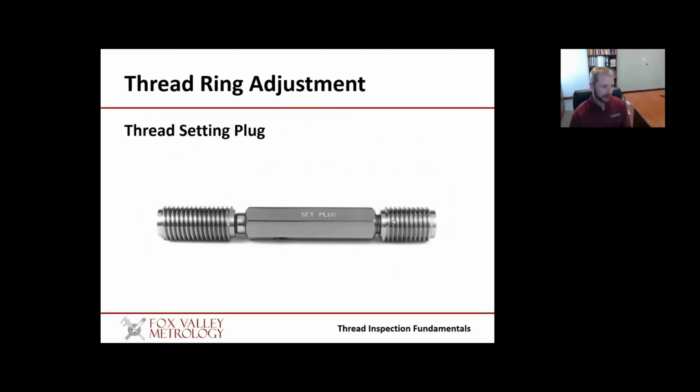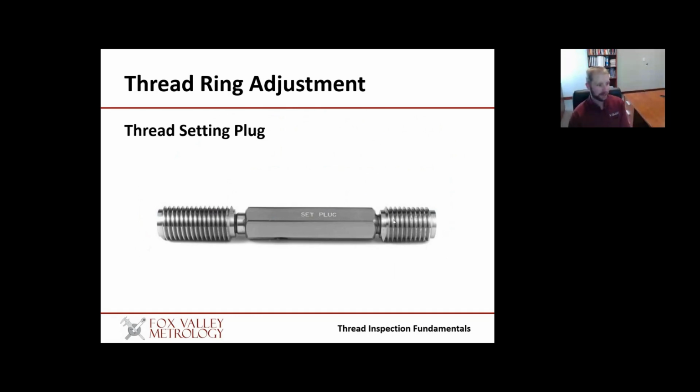This is a set plug that is being used to actually adjust thread rings back to within tolerance, I should say. And again, you do not want to use this as a working plug, as it's not going to give you the actual intended result of what a working plug is designed for.